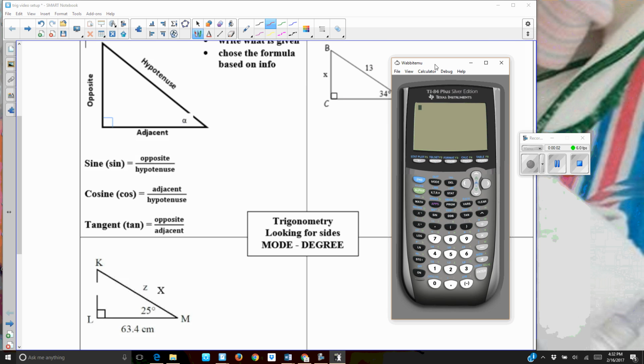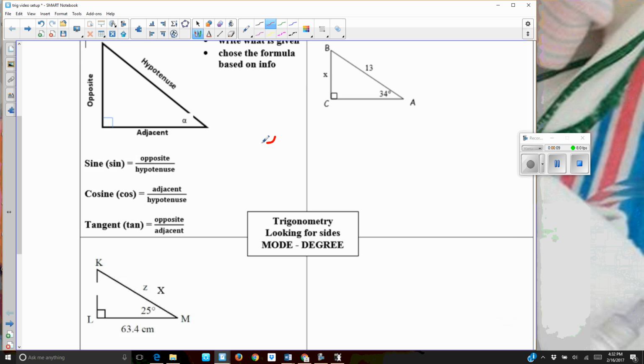All right, guys, this is the solving right triangles video using SOHCAHTOA. If you haven't already, go and copy down everything in this box. Those are notes. So press pause if you need some time to copy those down. Otherwise, we're going to move on.